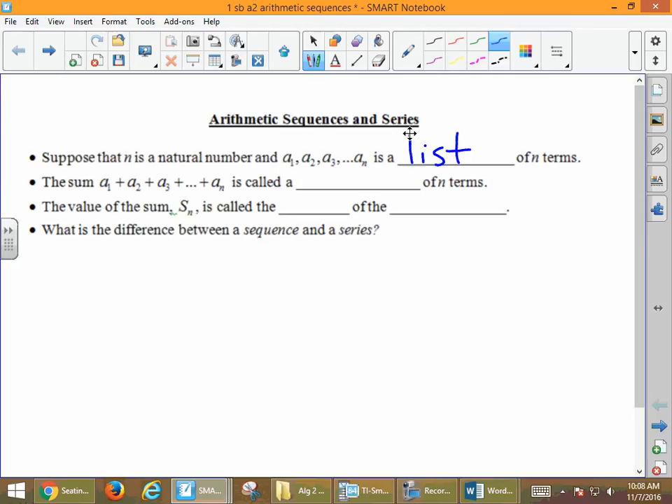And if we add those terms in the list together, that is called a series of n terms. We're not going to do this part today, we'll do it tomorrow, but the value of the sum is written as capital S with a subscript n. This is called the sum of the series. That's how we can abbreviate a whole bunch of terms added together.